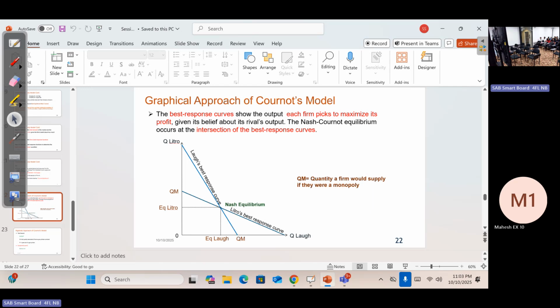The shape of your demand curve. For monopolistic competition, is your demand curve elastic or inelastic? Elastic. Why? Because there are close substitutes for your product.